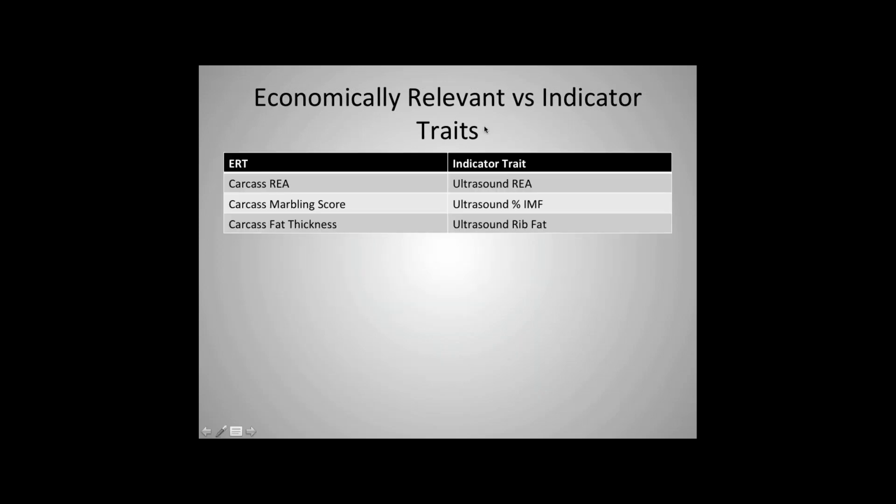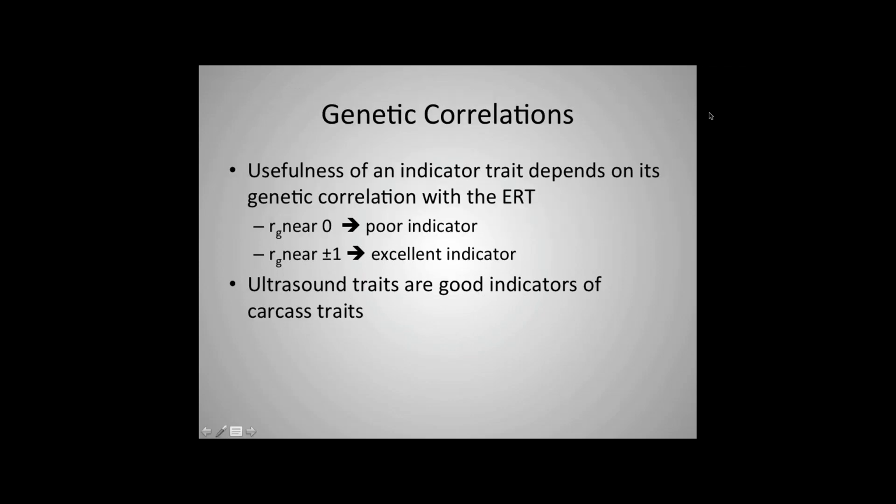And what we're talking about right now is that when we look at carcass and ultrasound, all the carcass traits are the ones that are economically relevant. Animals get paid on, we look at the carcasses and pay them based on quality and yield grade. And the ultrasound traits are only the indicators of those carcass traits. But whether an indicator is useful or not depends on the genetic correlation of that trait with the ERT. If the genetic correlation is close to 0, it's going to be a poor indicator, but if it's close to plus or minus 1, it's going to be an excellent indicator.